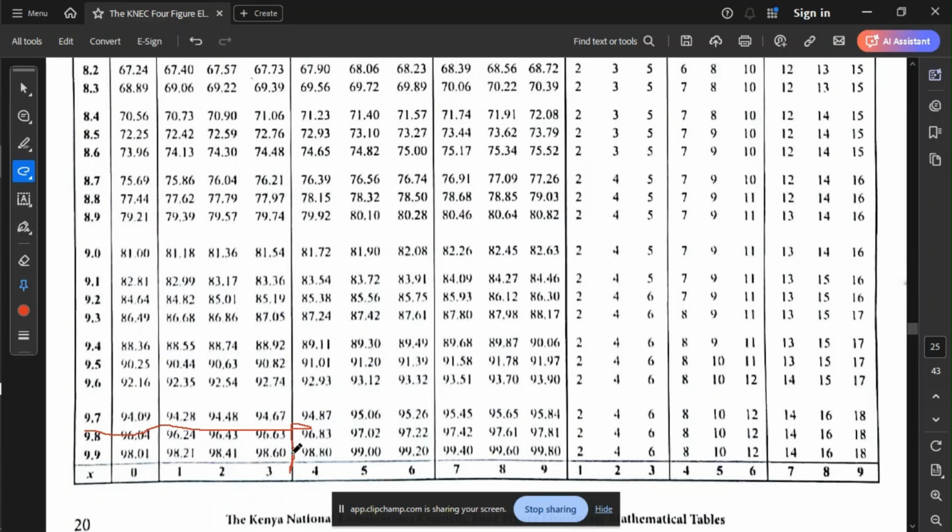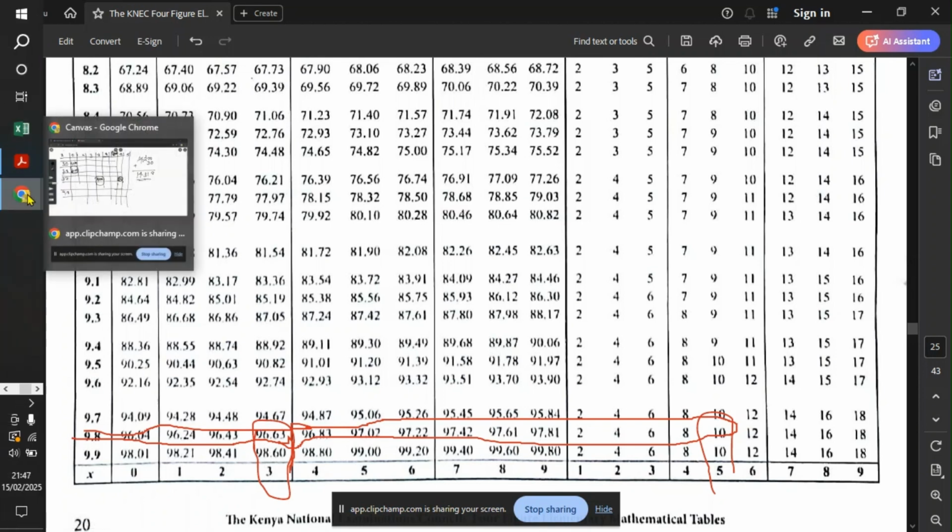3. 9.83. Then 5. 5 is somewhere here, like this. Hope this is what you've gotten. So having that 9.83, 3 is here, given on top here. So the answer here, I hope you've gotten like mine.